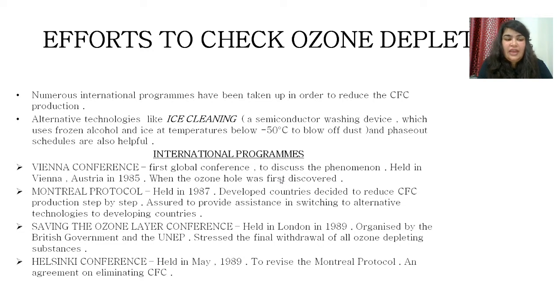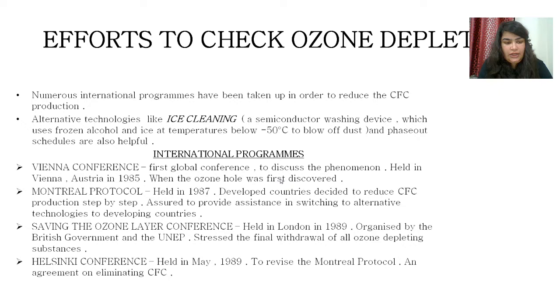Then we have the Montreal Protocol, which was held in the year 1987. Developed countries decided to reduce the chlorofluorocarbon production step by step, and assured to provide assistance in switching to alternative technologies to developing countries, right? Then the Saving the Ozone Layer Conference was held in London in the year 1989. It was organized by the British government and the UNEP. It stressed the final withdrawal of all ozone depleting substances, right?